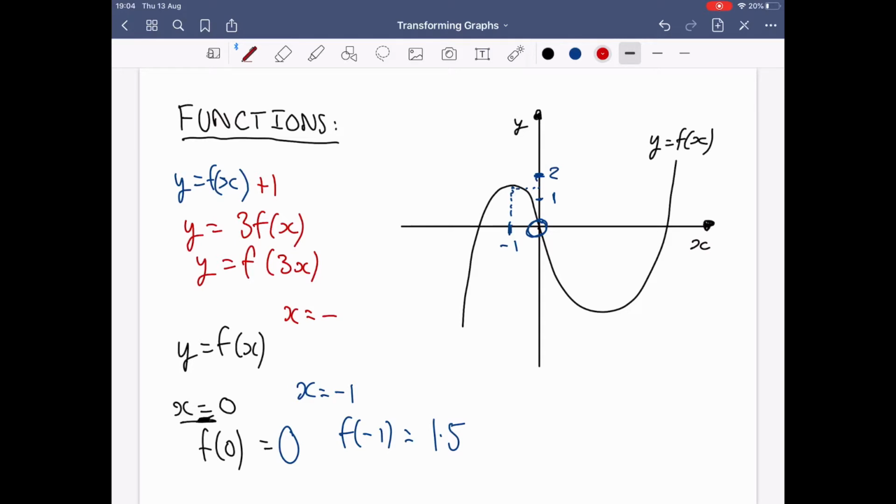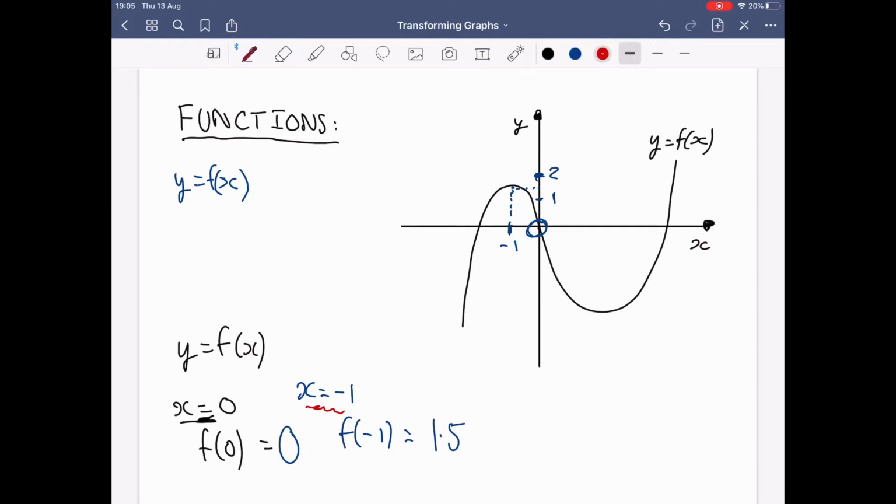When you take x of minus 1, originally, you had it as 1.5. Well, this minus 1 is now times by 3, so it's minus 3. So you look where minus 3 is on your graph, and you find the value of y there, so it would be down here somewhere. I hope that makes sense. And that is how you then take it. So let me just talk about that a bit more.